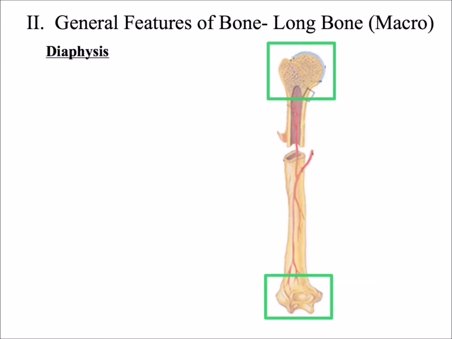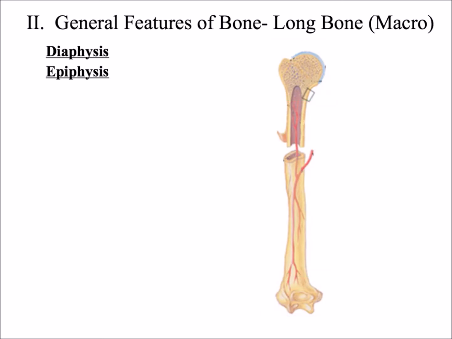At the ends of a typical long bone are these little knobby ends, which we call the epiphyses. Epiphyses is plural, epiphysis is singular. At the ends of the epiphyses, you will see something called articular cartilage. Artic, A-R-T-I-C, means joint. So articular cartilage is cartilage that you find at the joints where two bones come together.